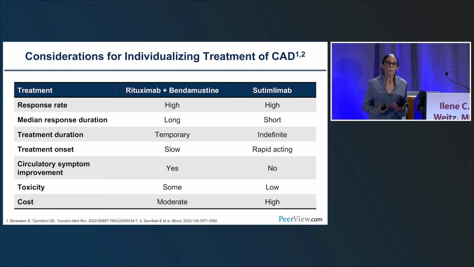Toxicity, there is more toxicity, as we talked about. Again, a significant 29% of patients had grade 3 to 4 neutropenia in this old population, whereas the toxicity of sutimlimab is remarkably low. Cost, they're both expensive, so I don't know that there's that much difference, but obviously sutimlimab is a much newer agent, so it's going to be more expensive.